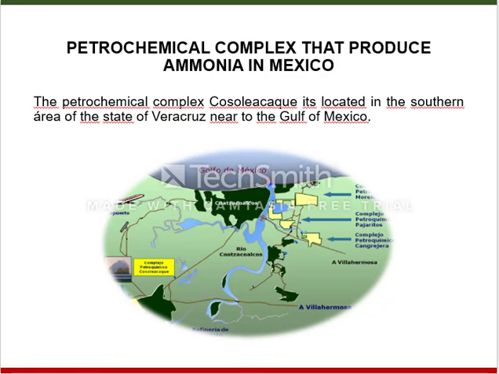Petrochemical complex that produces ammonia in Mexico. The petrochemical complex Cosoleacaque is located in the southern area of the state of Veracruz, near the Gulf of Mexico.